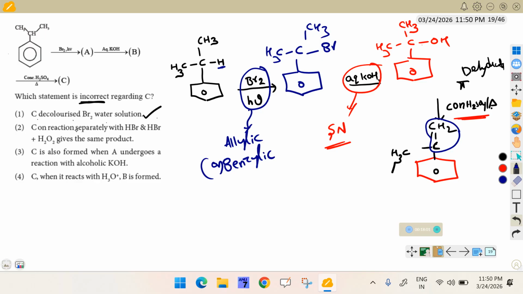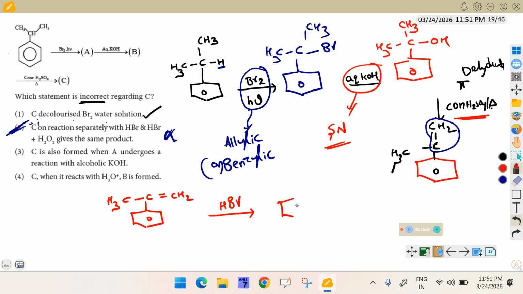Statement: C, on reaction separately with HBr and HBr plus H2O2, gives the same product. No, it does not give the same product. The second statement is incorrect. So take C, the double bond CH2 CH3. It reacts with HBr and follows Markovnikov's rule.